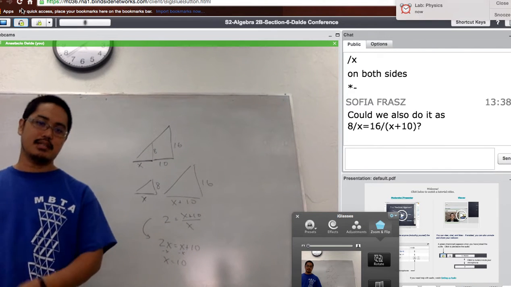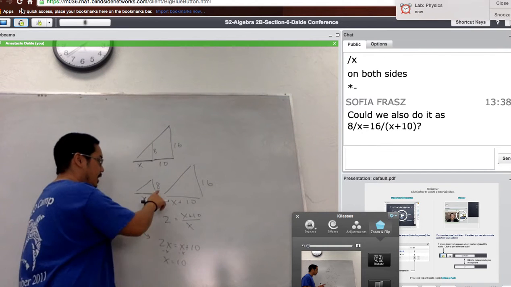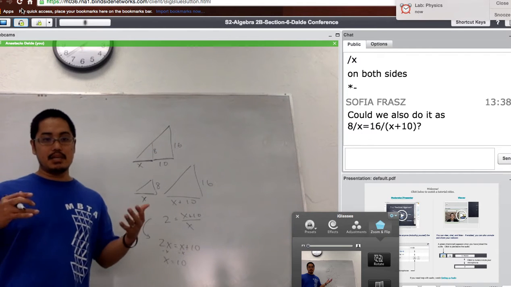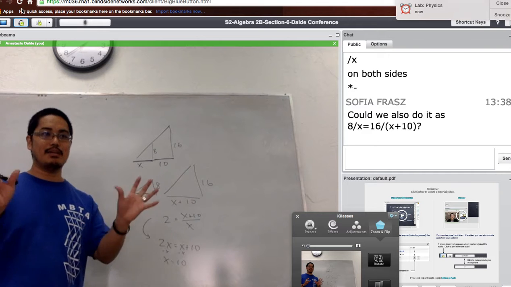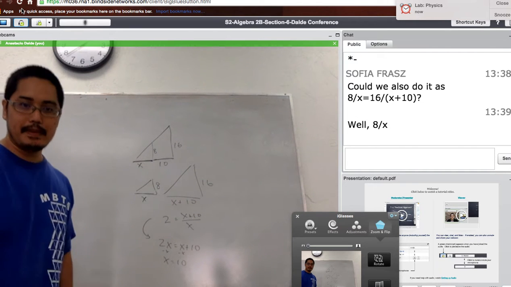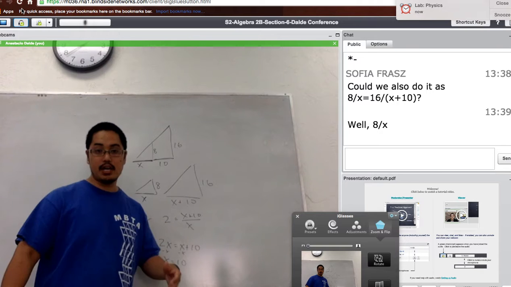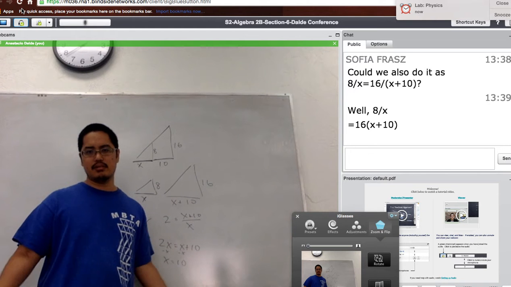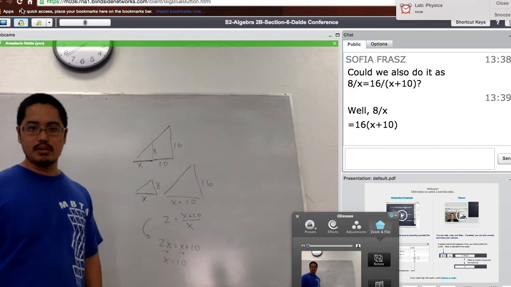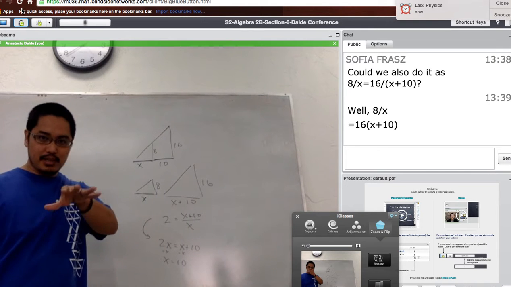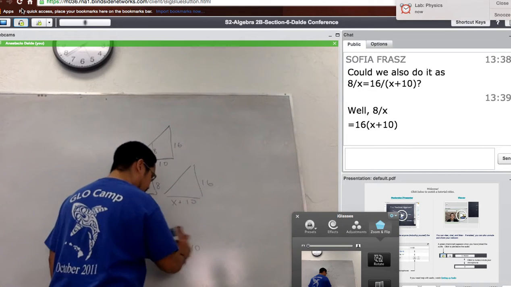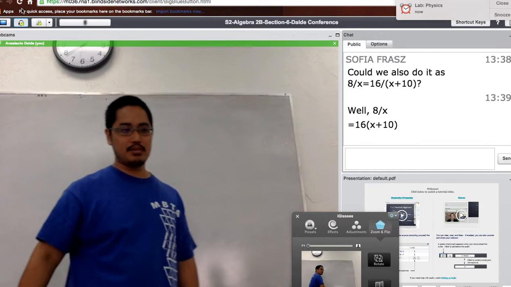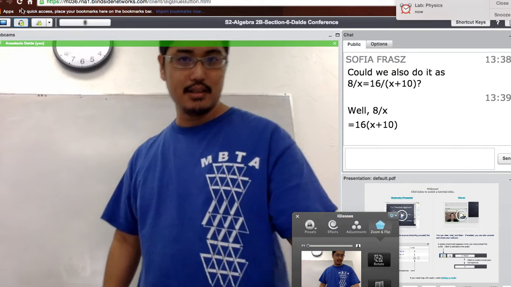Yes, and Sophia, you're absolutely right. You could also go 8 over 16 is x over x plus 10. That doesn't make the math any harder or easier. It's the same answer. You'll have fractions to deal with, but if you use a calculator, there's no challenge to it whatsoever. All right, anyway, that's a good warm-up. A geometry warm-up to an algebra class? Well, it involves some algebra. And obviously, my algebra students weren't kings at that.